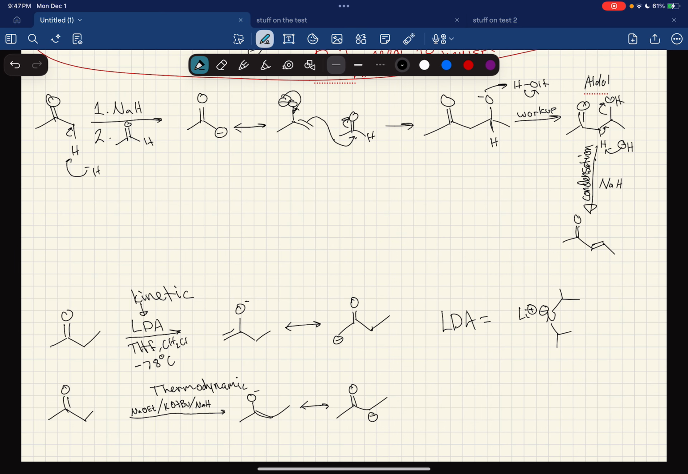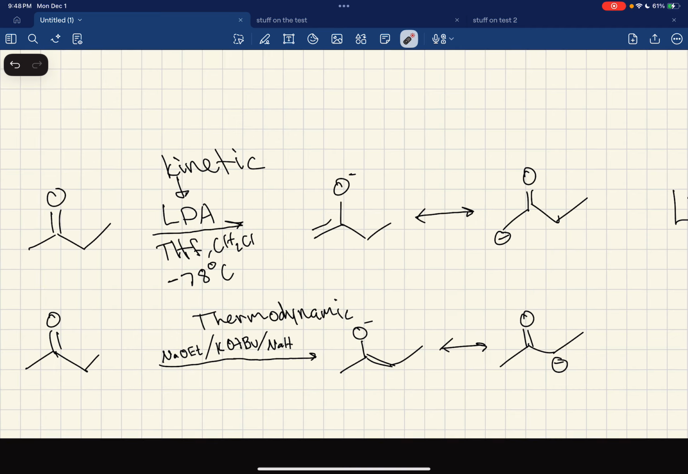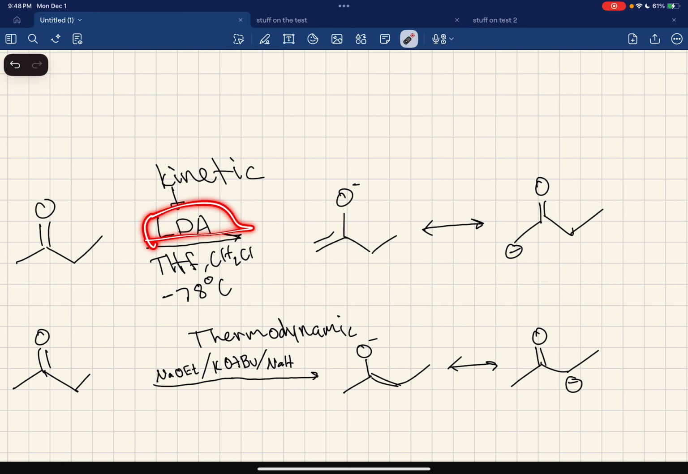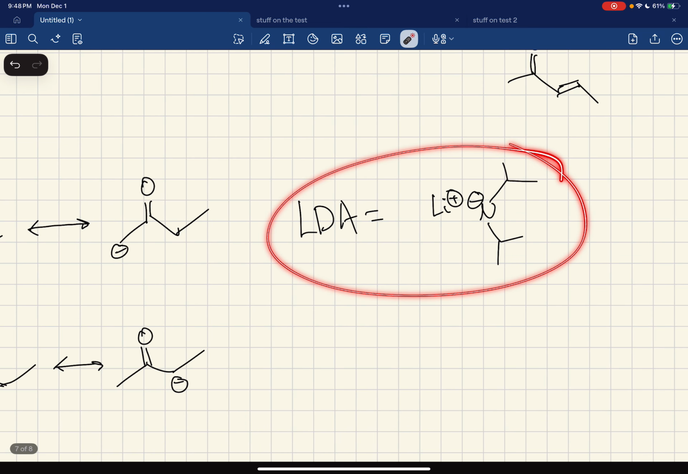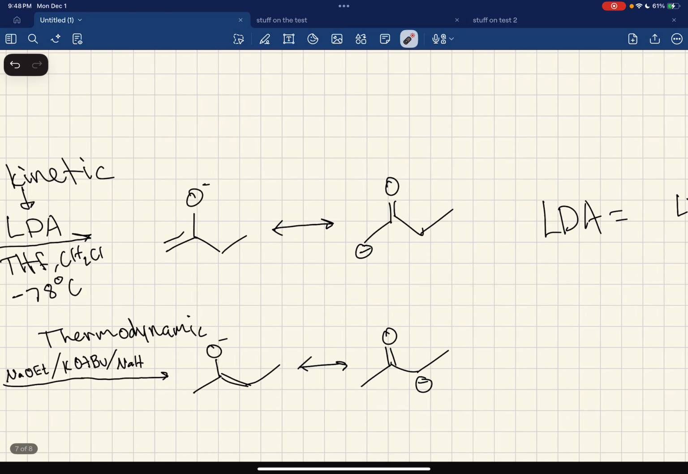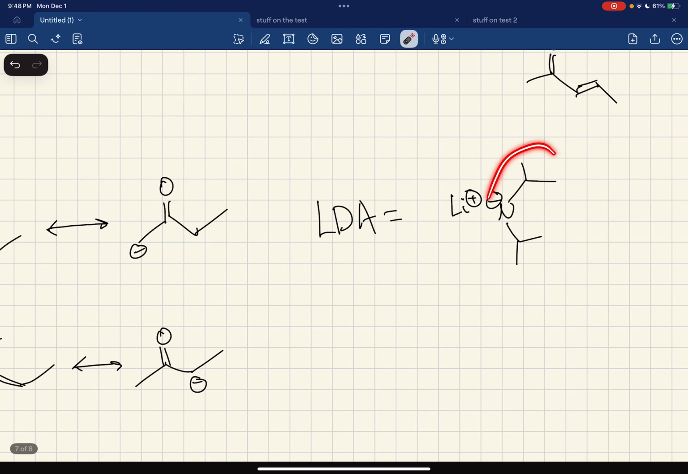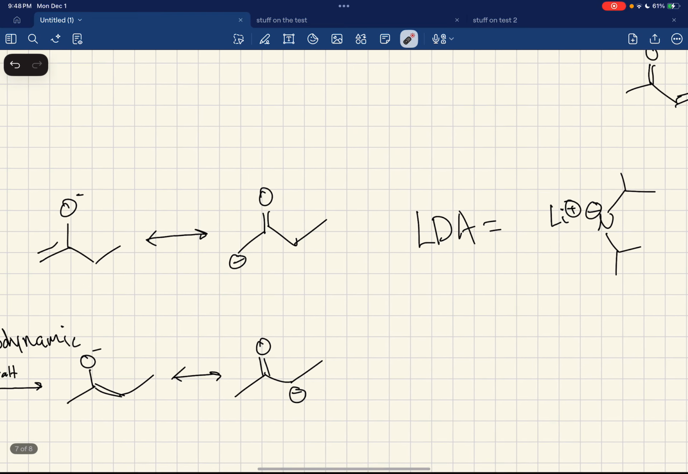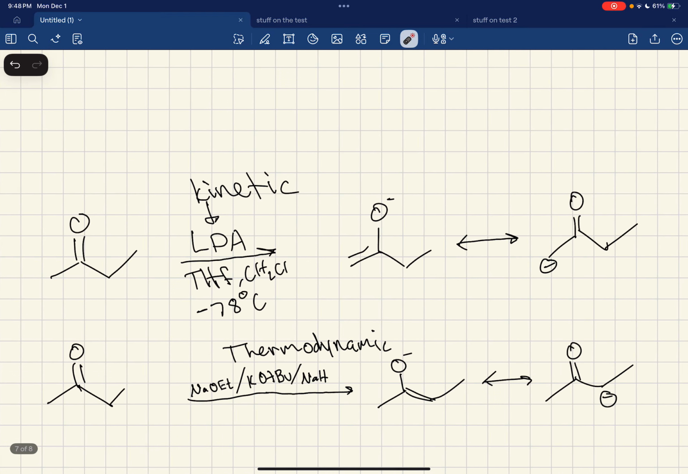All right, now we're going to talk about the kinetic enolate formation and the thermodynamic enolate formation. So you have LDA, which is a really strong base. It looks like this. This is LDA. It's a strong base, and it's really bulky. It has two isopropyl groups off to the side. Lithium di, whatever that is, isopropyl? I don't know. But it's a strong, bulky base. And it's going to be so bulky that it doesn't want to go to the more sterically hindered center.